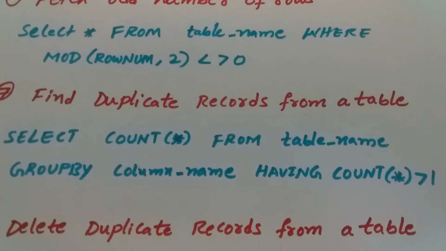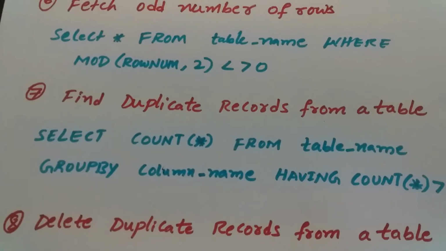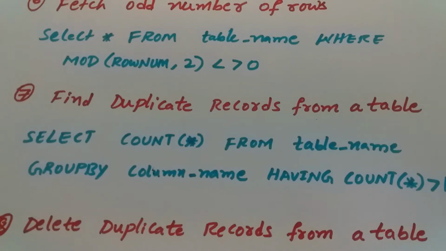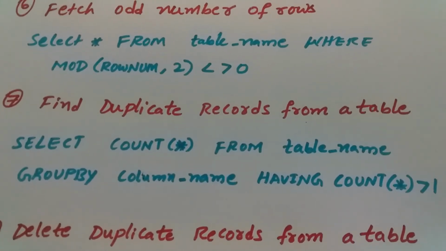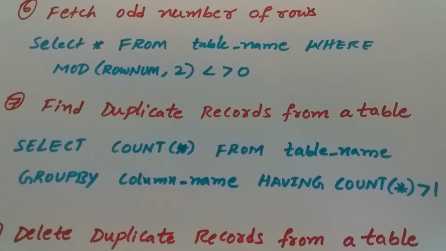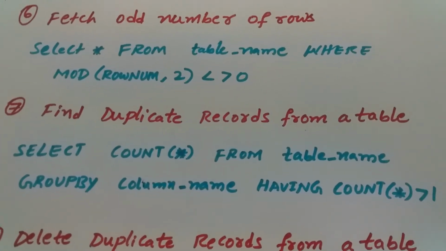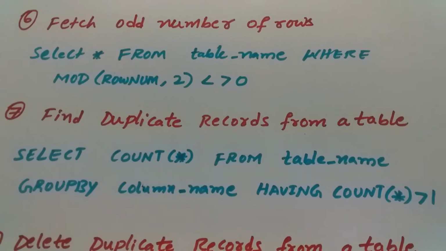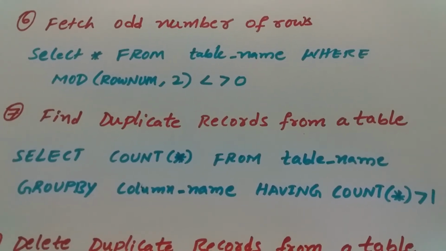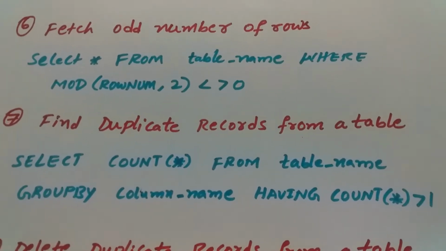Then query number 7, find duplicate records from a table. Select count(*) from table_name, group by column_name, having count(*) > 1. So this is the query for duplicate records, how to find duplicate records from a table.